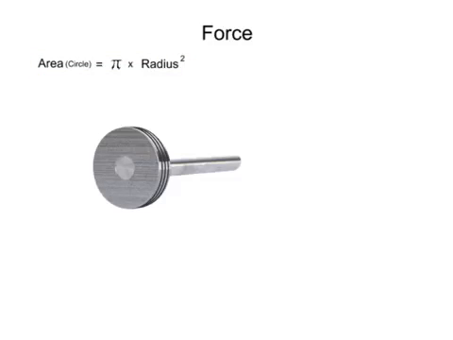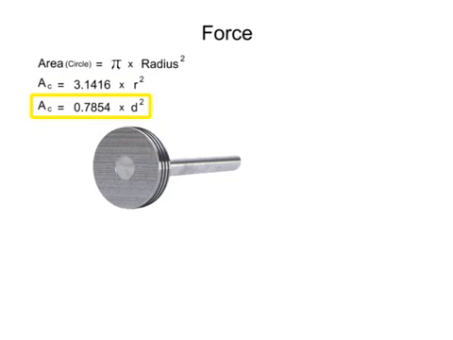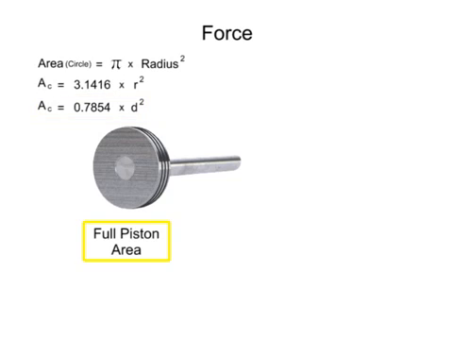However, most cylinder pistons are identified by their diameter. By substituting the appropriate values for pi and diameter, we can simplify this equation to area equals 0.7854 times diameter squared. The full piston area is the side of the piston without the rod. This is the area that sees pressure as the piston extends.